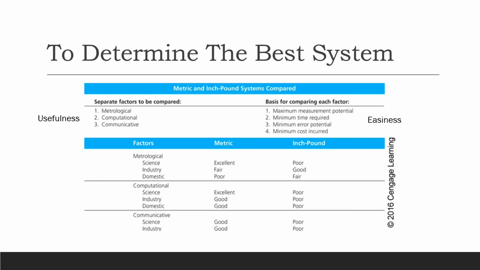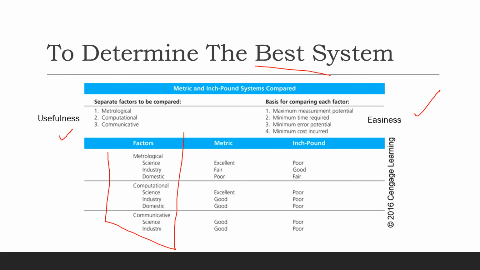Okay, so to determine the best system, we look at the easiness and then the usefulness. The usefulness is based on your methodological, computational, and communicative factors. Your easiness is based on these four: potential, time, error, and the cost. It's got to be cheap, you should be able to use this system in a very short time, the error got to be pretty low, potential got to be great, yeah. Those are the things that we consider for easiness. Those are the things that we consider for usefulness, and if you can come up with that, you'll get the best system.